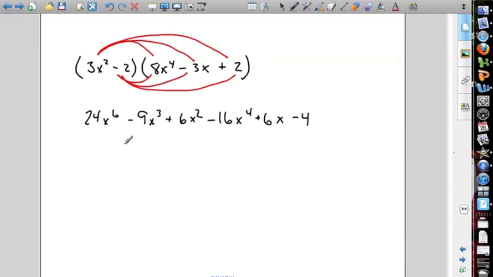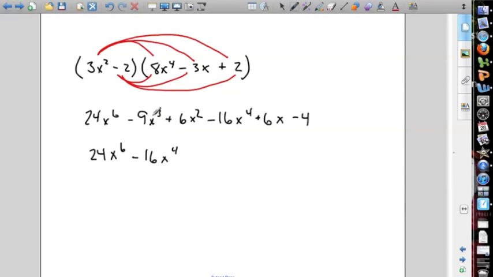I look for the highest exponent. As I write this in standard form, I need to look for the highest exponent, which is the 6 there. So I have 24x to the 6th power. Now I look for the next one, which is 5. Well, there are no 5s, so then I go to 4s. Okay, here's a 4 there. There's no other 4s, so it's just minus 16x to the 4th.